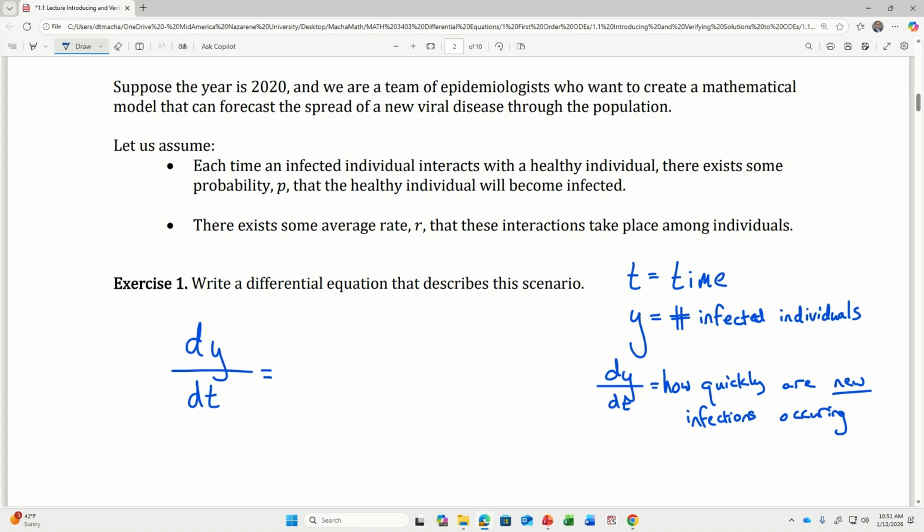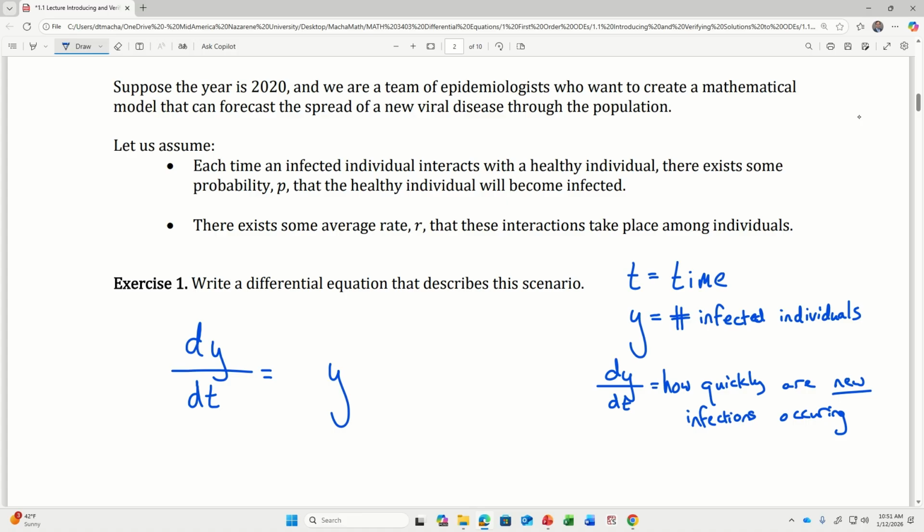Well, it's going to be proportional to the number of infected individuals. If you think about that, if you've got one infected person walking around, then the rate of new infections is going to go pretty slowly. But if half the population is infected and they're walking around interacting with the healthy people, the rate of new infections is going to go up really fast. So this rate is going to be proportional to the number of infected individuals.